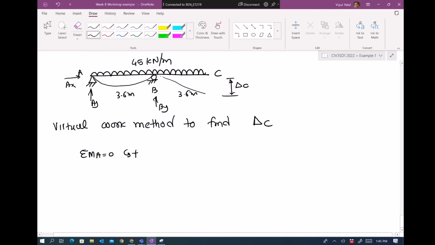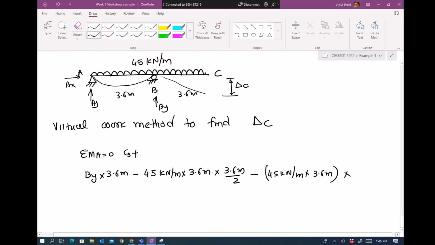So how does it work? BY times 3.6 meters. Then you have 45 minus 45 kilonewton per meter times 3.6 meters times 3.6 meters divided by 2. And then you have minus 45 kilonewton per meter times 3.6 meters times (3.6 plus 1.8), 3.6 plus 3.6 divided by 2, 5.4 meters, equal to 0.